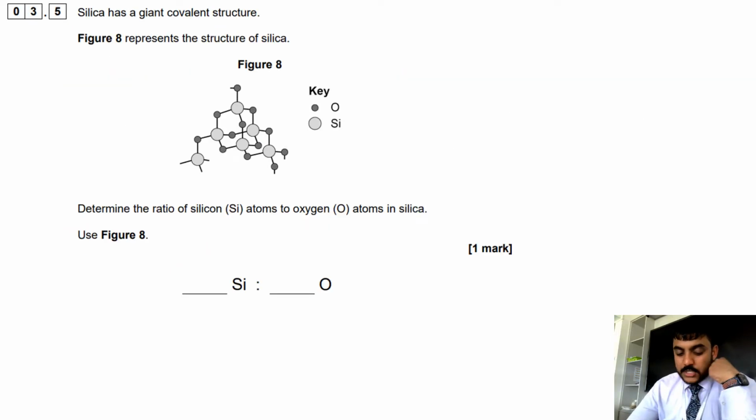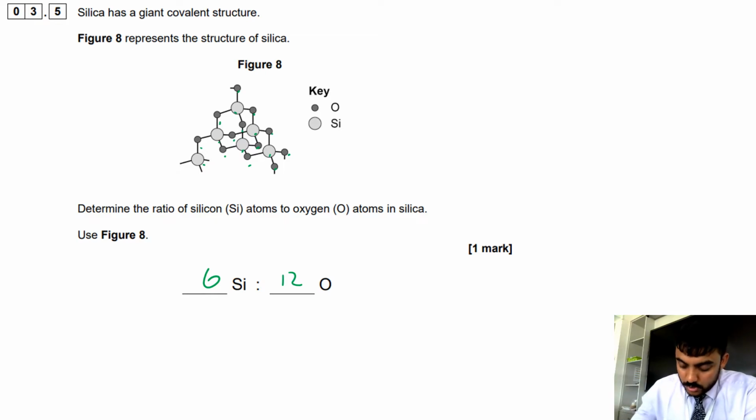Silica has a giant covalent structure. Figure 8 represents the structure of silica. Determine the ratio of silicon atoms to oxygen atoms in silica. This is quite simple. When you are determining the ratio of anything, you count the number of atoms that you see. You see 1, 2, 3, 4, 5, 6, 7, 8, 9, 10, 11, 12 oxygens, and 1, 2, 3, 4, 5, 6 silicons using the key.